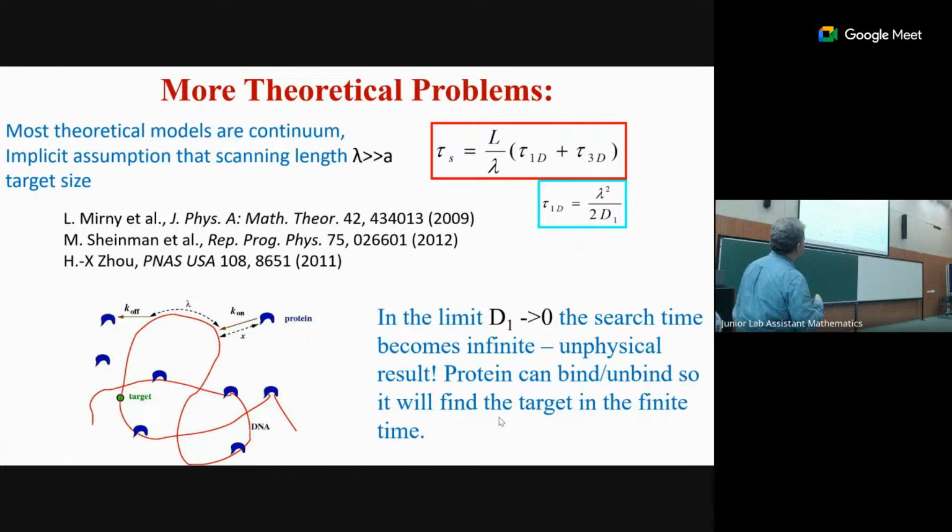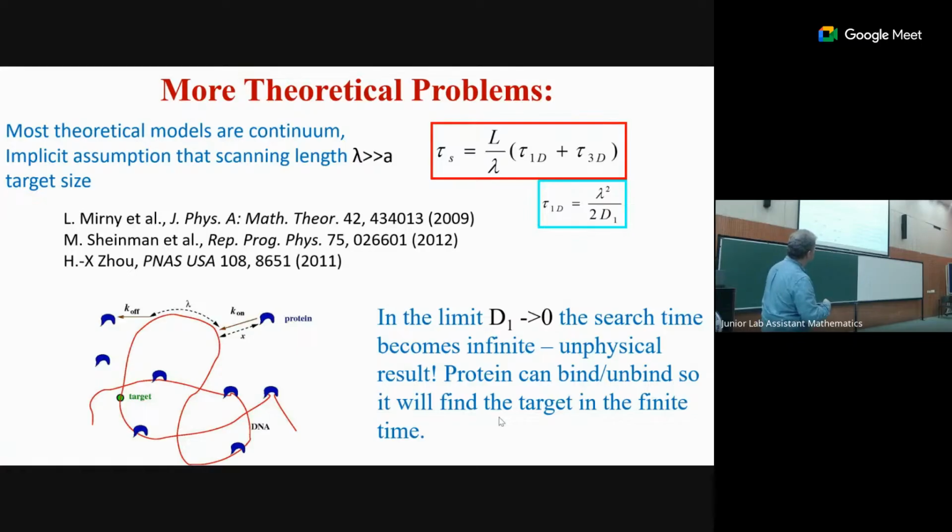So let's look at this formula. This is the time to find the target. L is the length of DNA. Lambda is the average distance that a protein non-specifically scans DNA in one cycle. This is the time to be on DNA, and the time to be in solution. The time to be on DNA, you can write it this way as this distance, lambda squared over 2D1, right? Seems reasonable, everything reasonable.